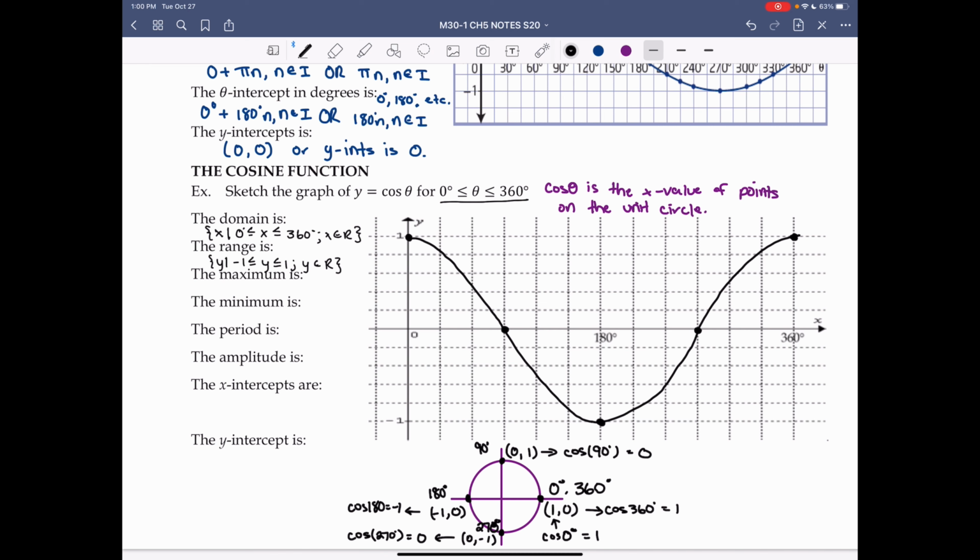The maximum value is y equals 1. The minimum value is when y equals -1. The period, you can see that in this domain we have one full cycle, and then from this point it's going to start going down again and repeating that cycle. So our period would be from 0 to 360, which means it's 360 degrees.